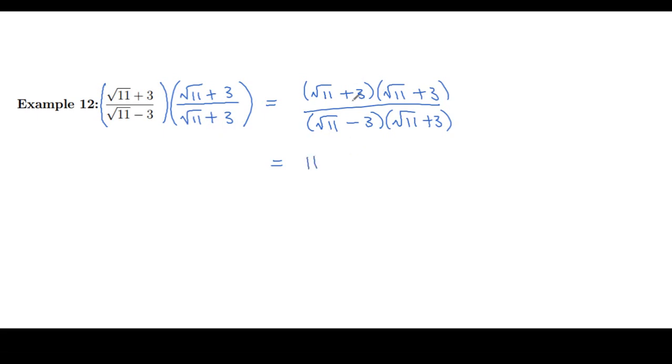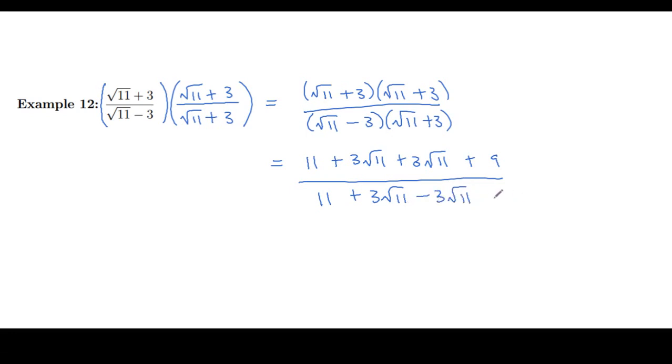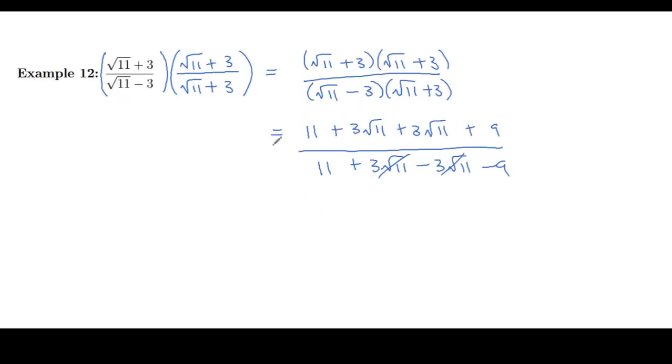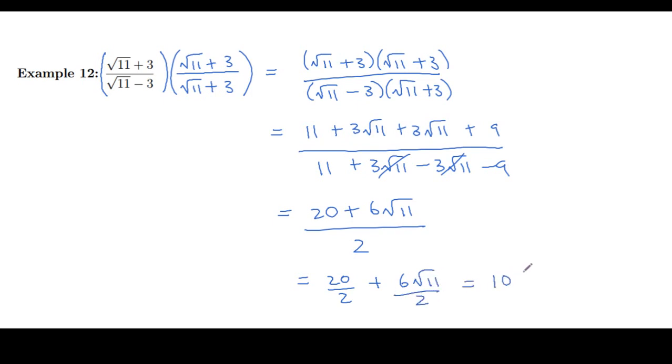Okay, so root 11 times root 11 is 11, and then we'll have plus 3 root 11, plus 3 root 11, and then plus 9, divided by root 11 times root 11 is 11, and then there's not going to be any middle terms, but we can show that real quick. 3 root 11, and then minus 3 root 11, and then minus 9, so these middle terms cancel, and we just have to simplify a little bit here. So 11 plus 9 is 20, and then these two combine to 6 root 11, and then the denominator 11 minus 9 is 2, and that actually simplifies a little bit because I could divide these separately because they are divisible by 2. So this would actually be 10 plus 3 root 11, and that is the answer.